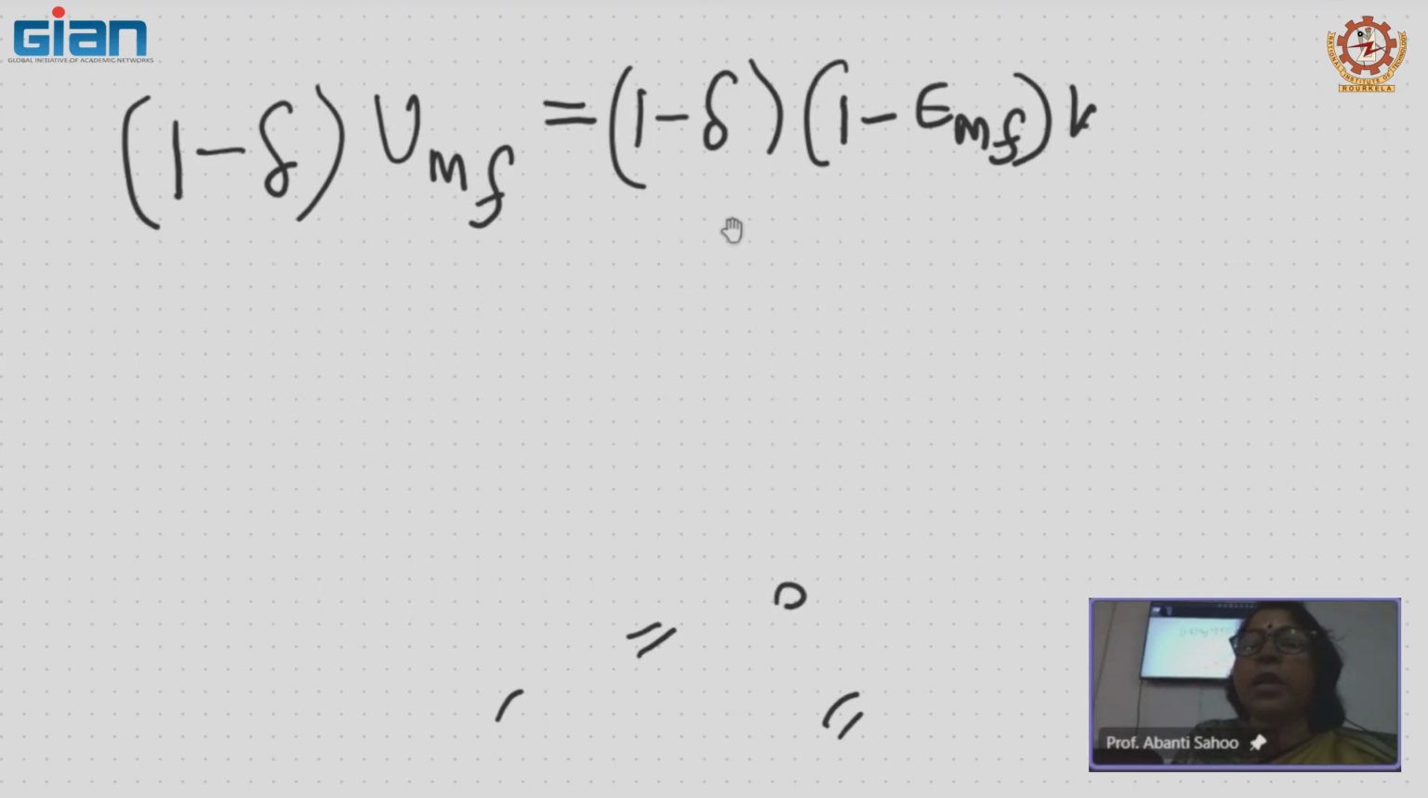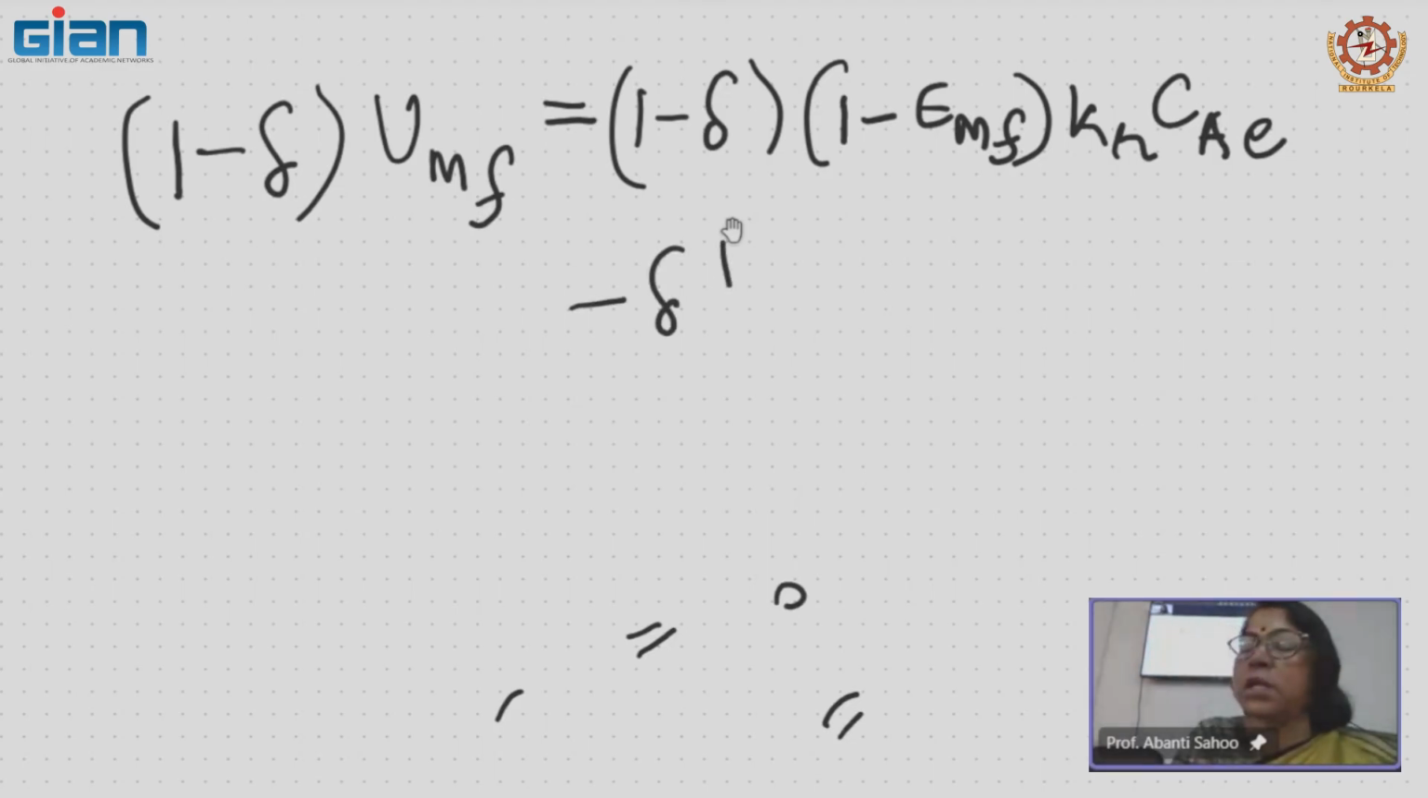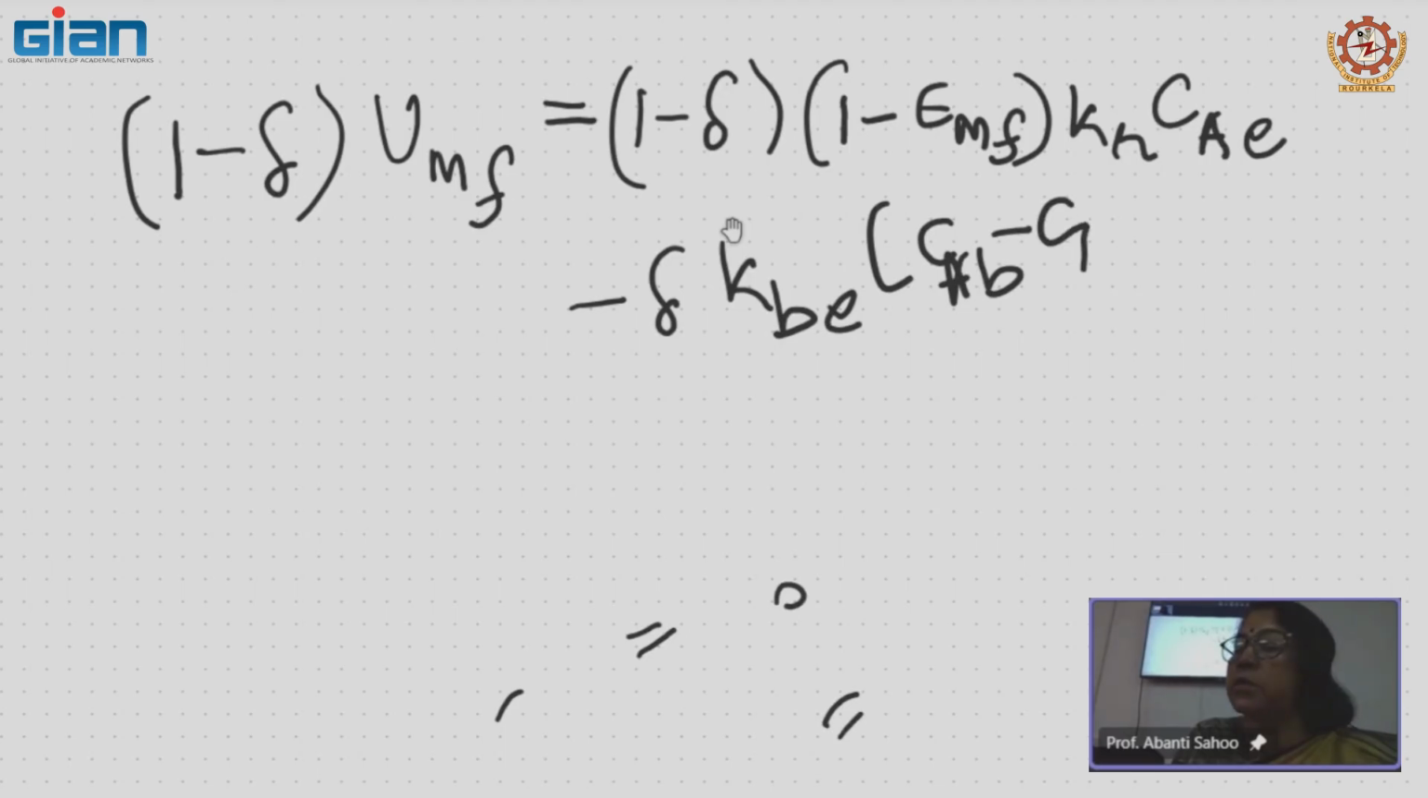into Kr into CaE minus delta KBE into CAB minus CAE.